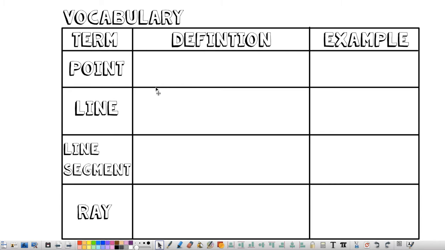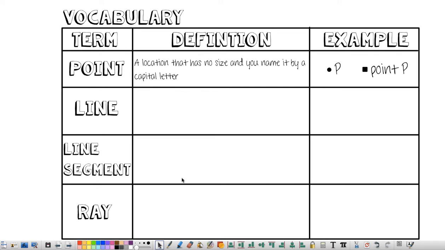Alright, so first we need to know what all these pieces are. So to start off, we have a point. A point is the location that has no size and you name it by a capital letter. So a point is usually indicated by a dot, and then it has a capital letter. In this case, I named it P, or you can call it point P.